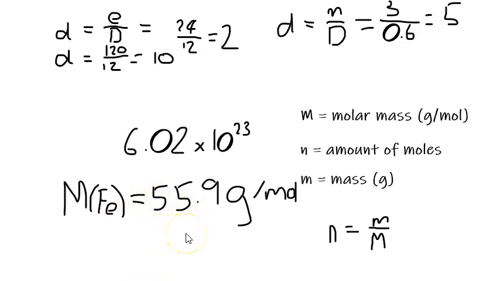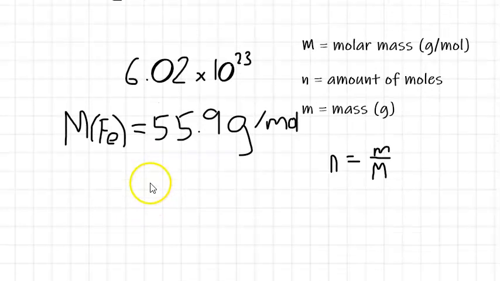So let's say I had 5 grams of iron. What would be the amount of iron that I've got? So we would need to go 5 divided by the molar mass, which is 55.9, and we get 0.0894 mole.